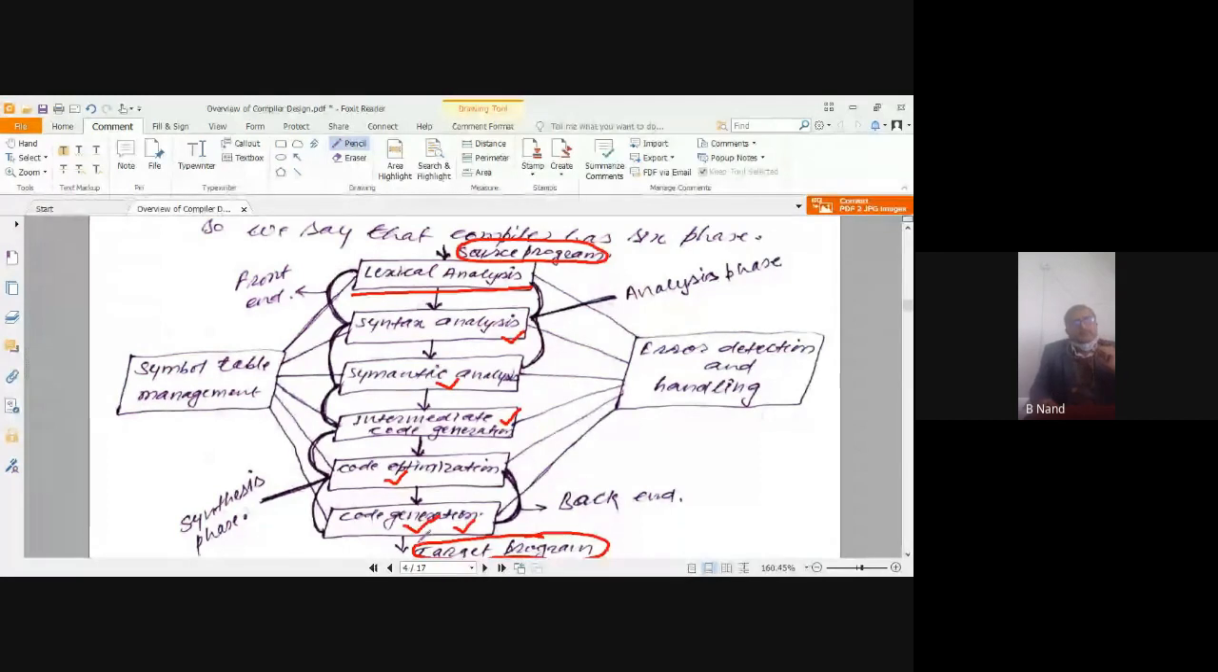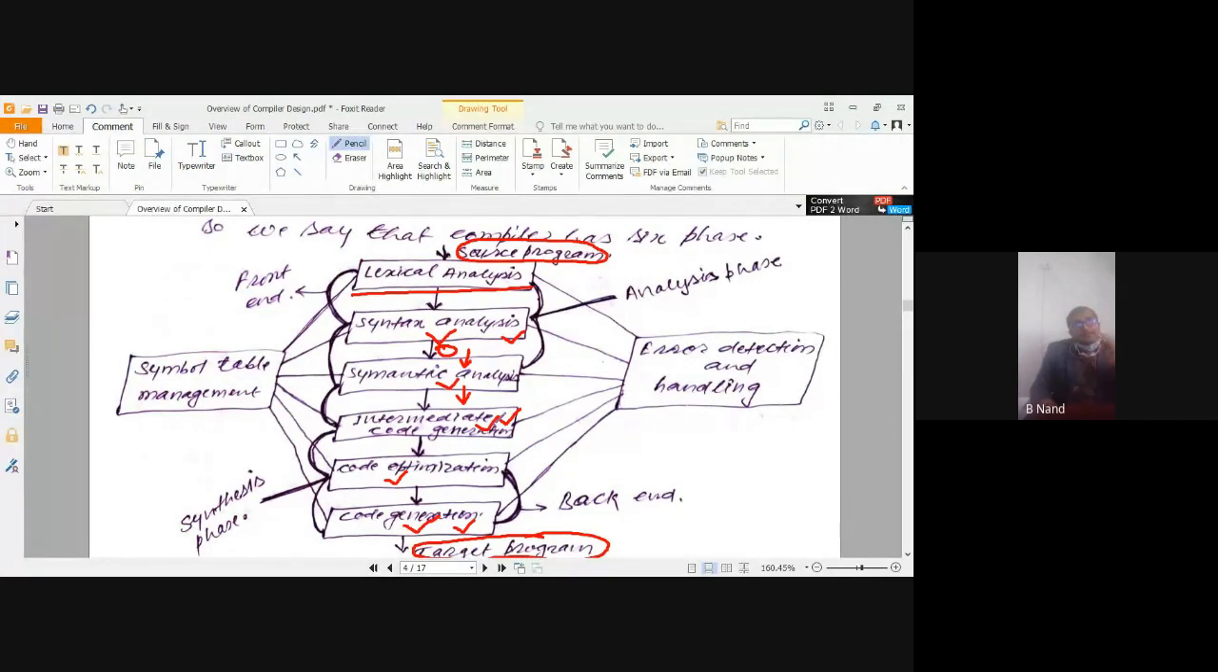The output of lexical analysis works as input for syntax analysis. In the same way, the output of syntax analysis is considered as the input for semantic analysis. In the same way, the output of semantic analysis is considered as the input for intermediate code generation, and likewise.